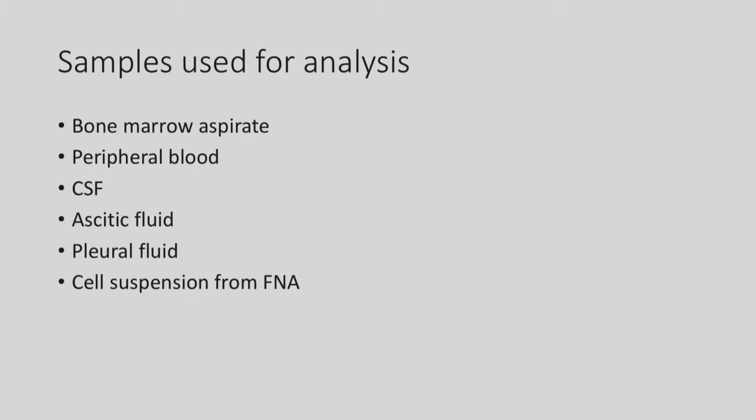Ascitic fluid and pleural fluid are also used in flow cytometry, and cell suspension created from fine needle aspiration cytology also can be used for running a flow cytometry test. Basically, in clinical practice, we have a dictum that if we have a tissue, if we have a tumor mass, we should biopsy it.